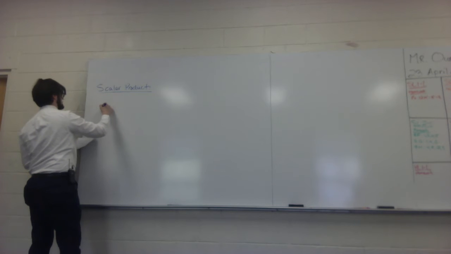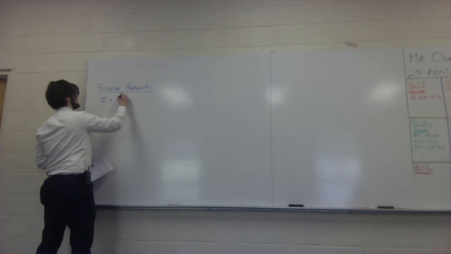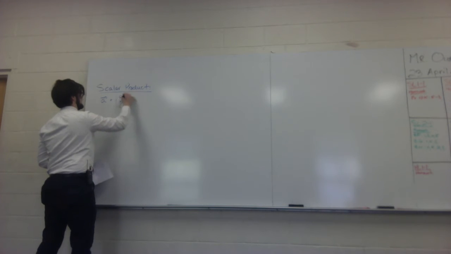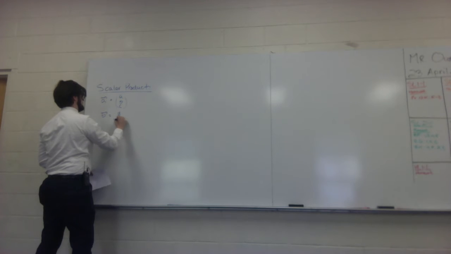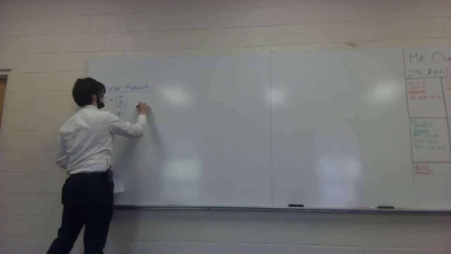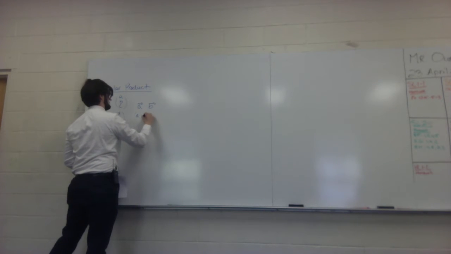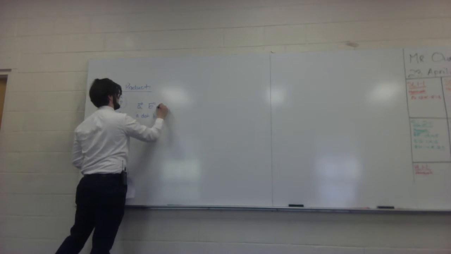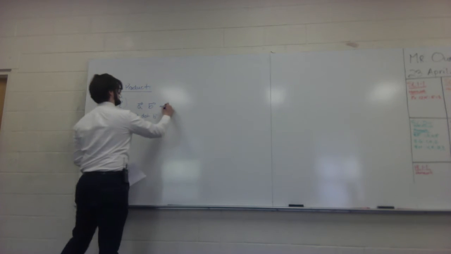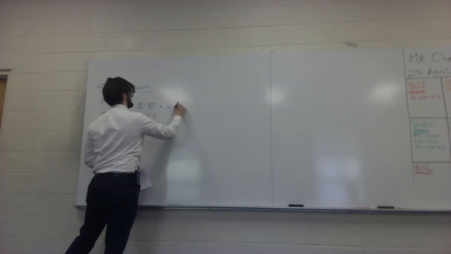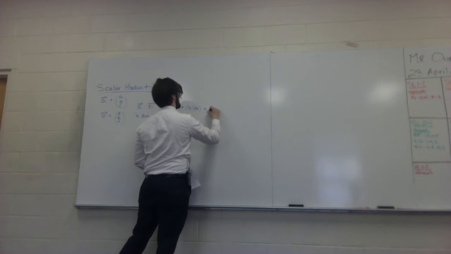Scalar product. This is the first time we multiply two vectors together. So if I have vector A, which is, we'll just do ABC for short, and vector B, which is D, E, F for short. What is A dot B? It's the x of one times the x of the other, plus the y of one times the y of the other: AD plus BE, plus CF.